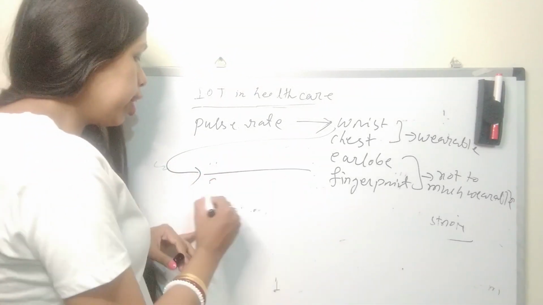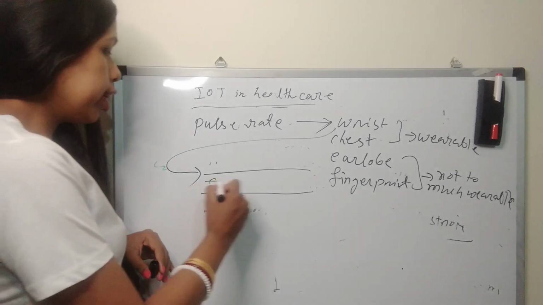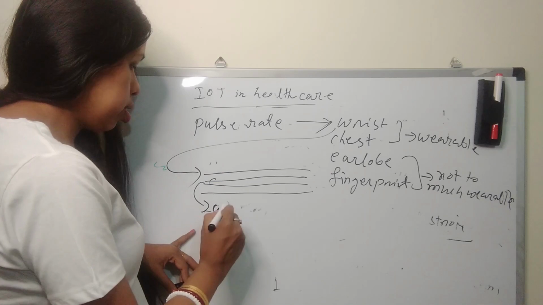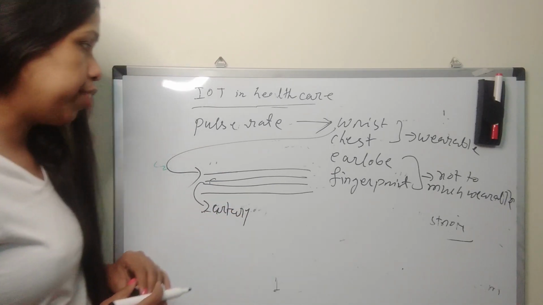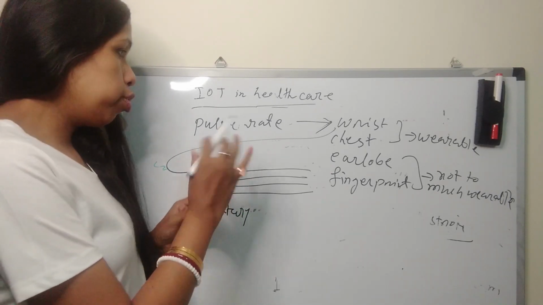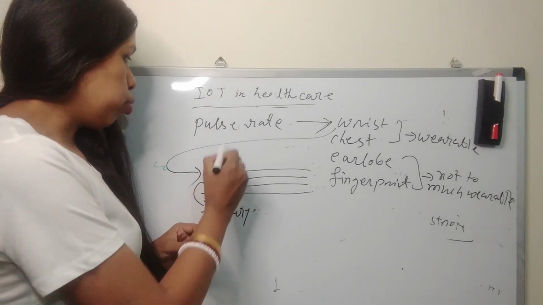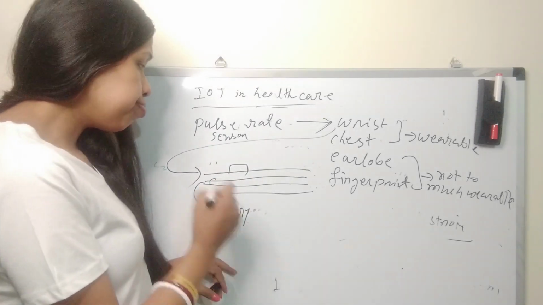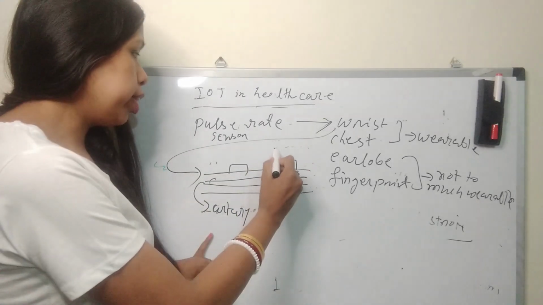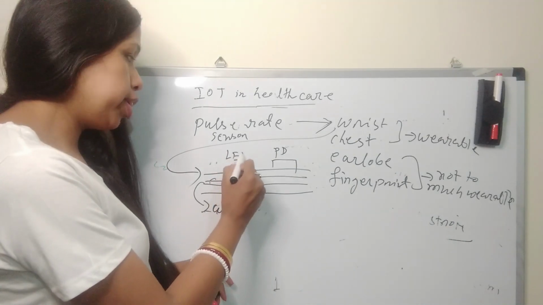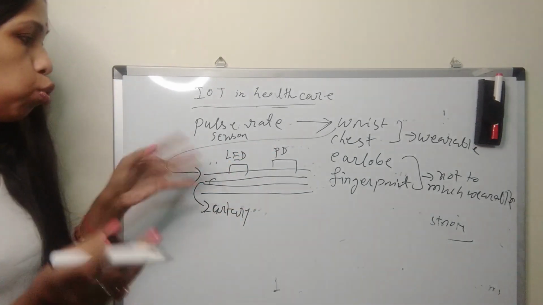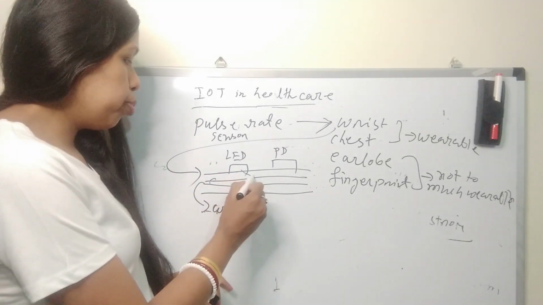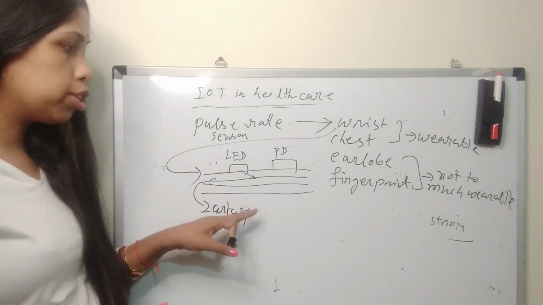Normally this is your wrist, and inside you have the artery. In this pulse rate sensor, you will have one LED and one PD. PD means photodiode, and LED is light emitting diode. Both are related to light only. So the light will be transmitted onto the artery.